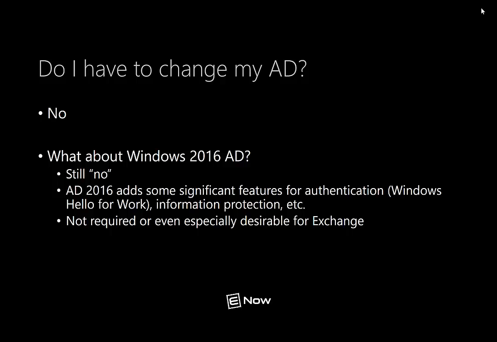Now, that's not to say that AD 2016, let's just call it that, doesn't have a ton of nifty stuff in it. For example, if you look at what Microsoft used to call Microsoft Passport and now calls Windows Hello for Work, man, the ability to use that to replace smart cards and replace a physical PKI, to use biometrics like fingerprints or iris prints or facial recognition throughout your organization, tremendously powerful.